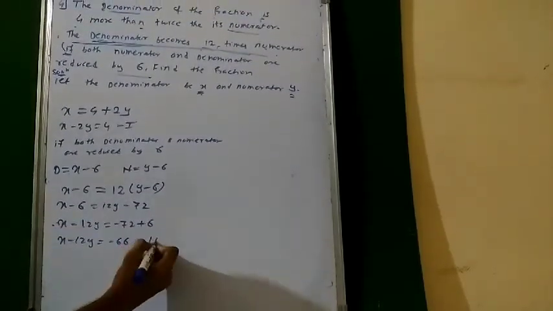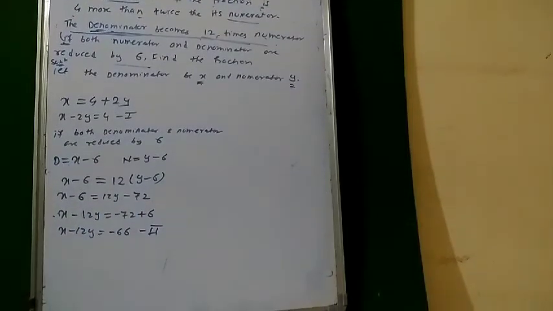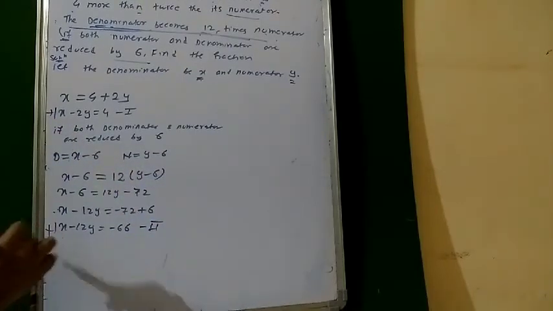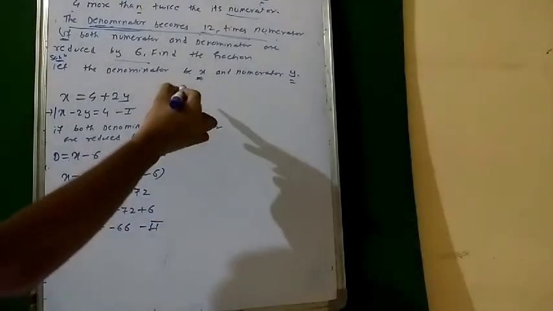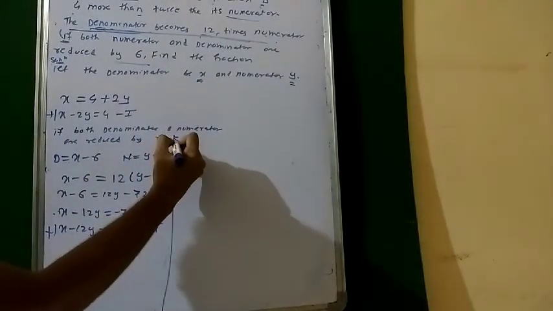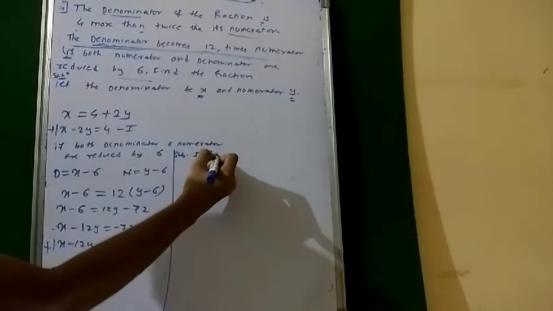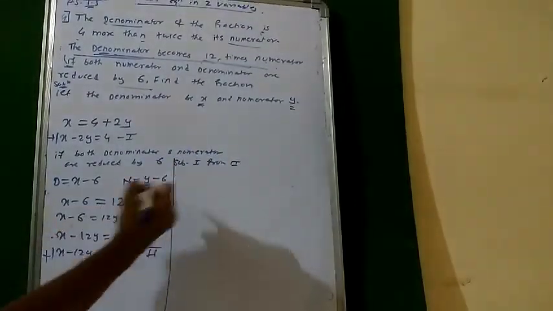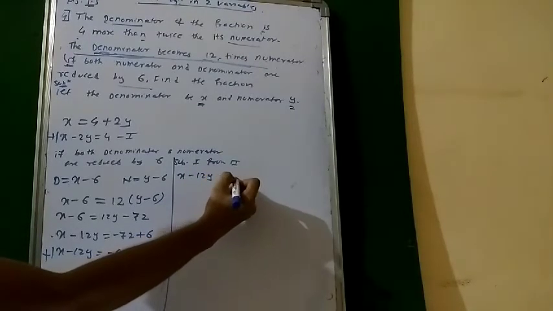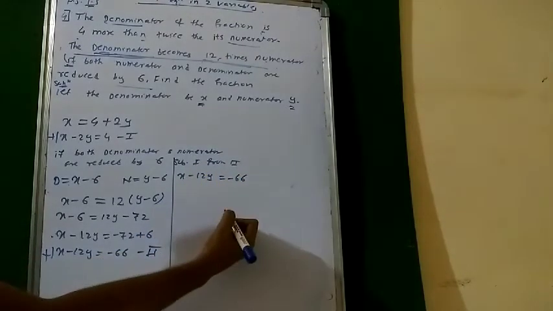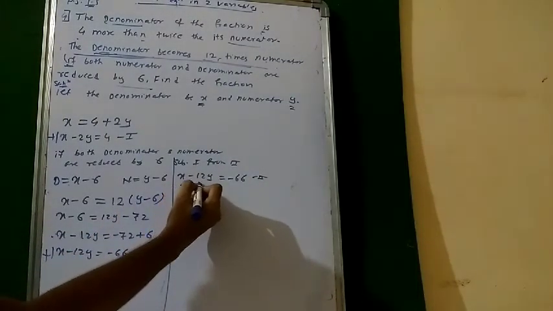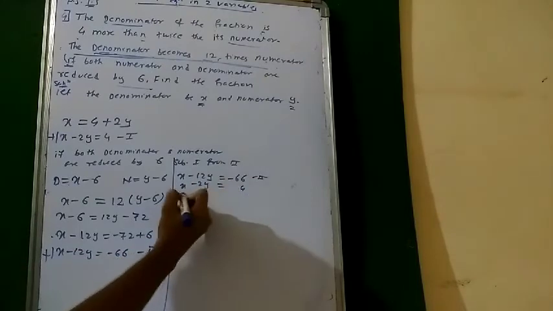Yes, this is correct. So now we'll solve for x and y with these given equations. We have x over here and x over here, both with a plus sign, so we'll easily subtract. Subtracting 1 from 2. So what is the second equation? x minus 12y is equal to minus 66. Okay, this is equation number 2. And what is equation number 1? x minus 2y is equal to 4.